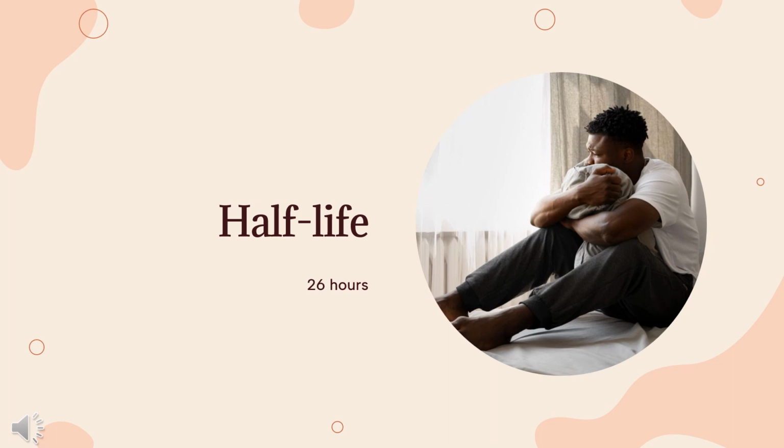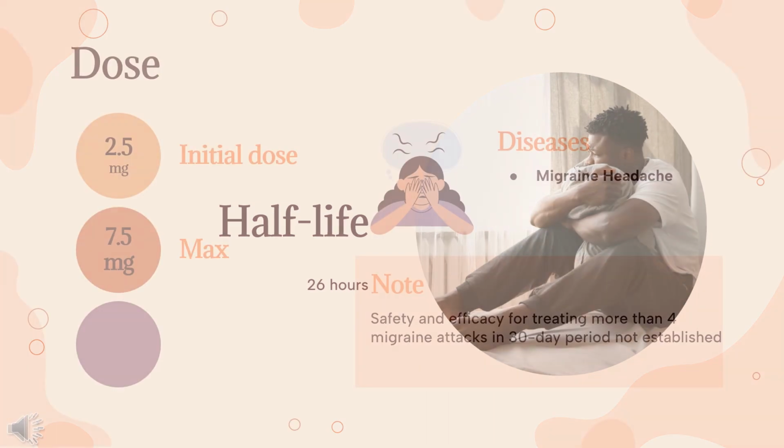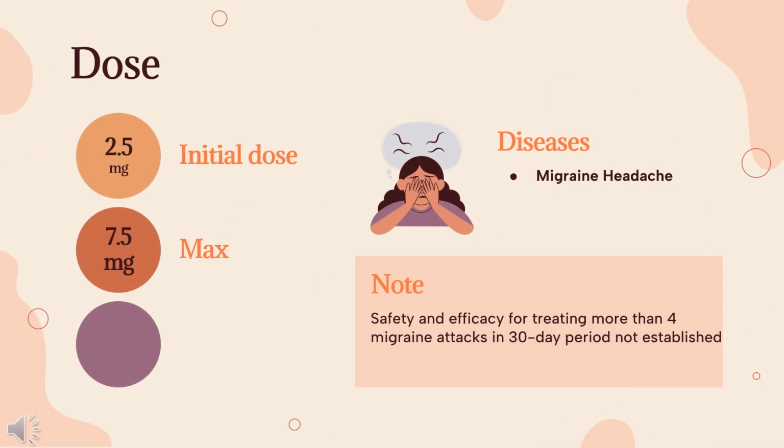Half-life. 26 hours. Dose. Migraine. Indicated for acute treatment of migraine headache. 2.5 mg PO at onset, may repeat after 2 hours if migraine recurs, not to exceed 7.5 mg per day.